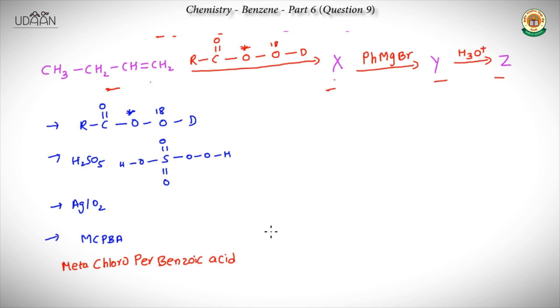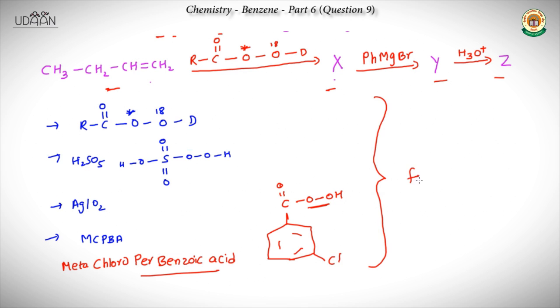I'll draw the structure for you. You have perbenzoic acid, which is this one. You have the peracid bond, that is peroxide, and meta to it you have chlorine. Now the importance of this one is they are used in the formation of epoxides, which is this one. They convert C double bond C to an epoxide.